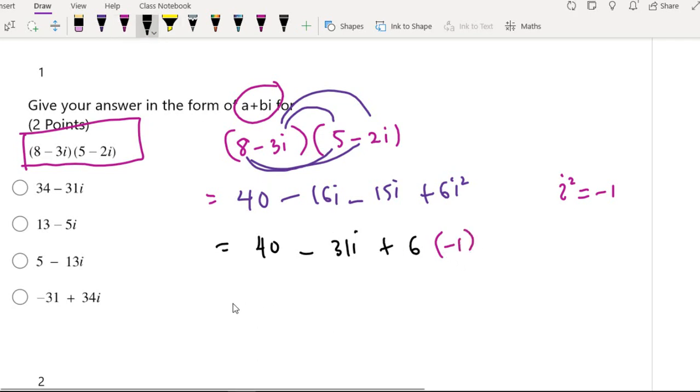Simplify. 40 minus 6 minus 31i. So, the answer is 34 minus 31i. Okay, done for this one. 34 minus 31i. The answer is this first one. Okay, that's number 1.